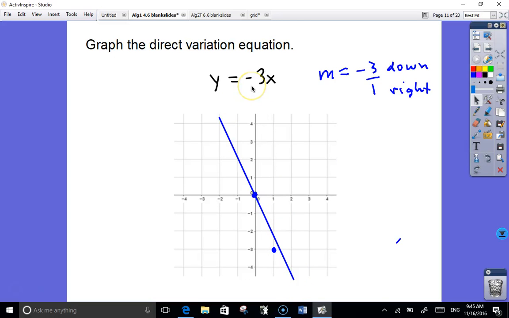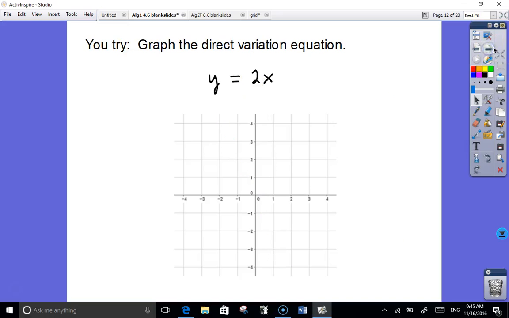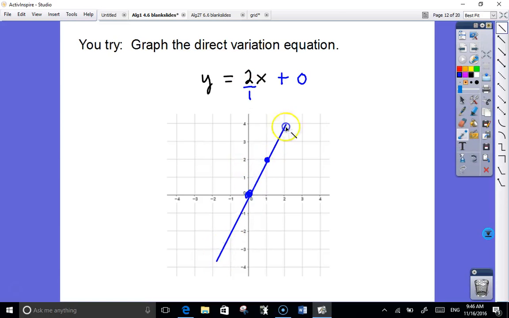Oh, come on. You get the point. Okay, so you try to graph that direct variation. So what is the slope? 2 over 1. Up 2, right 1. Draw the line. Makes sense?